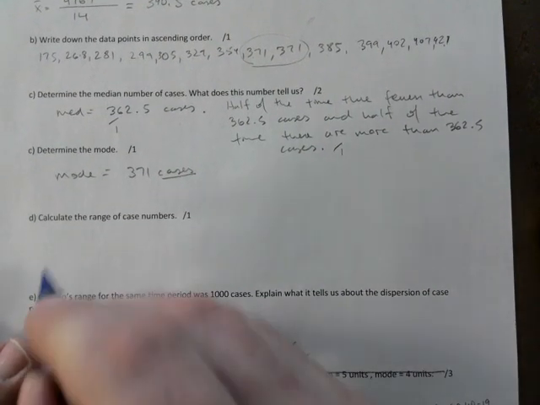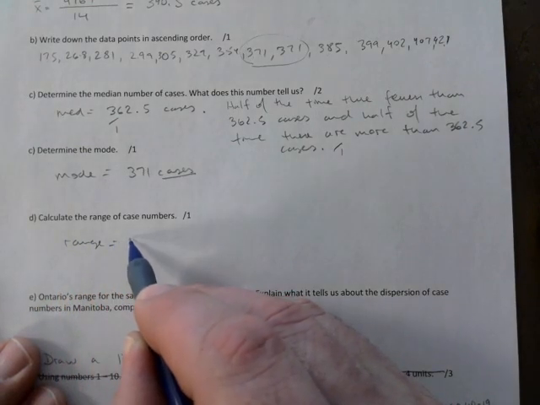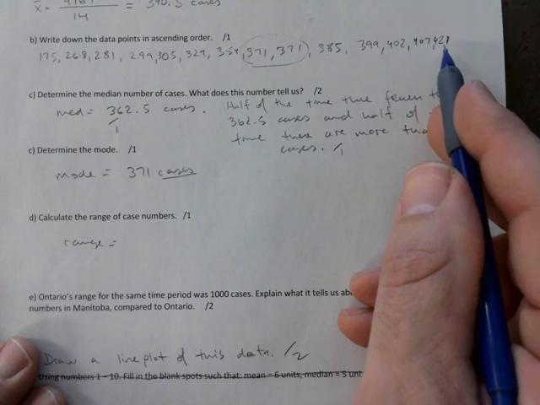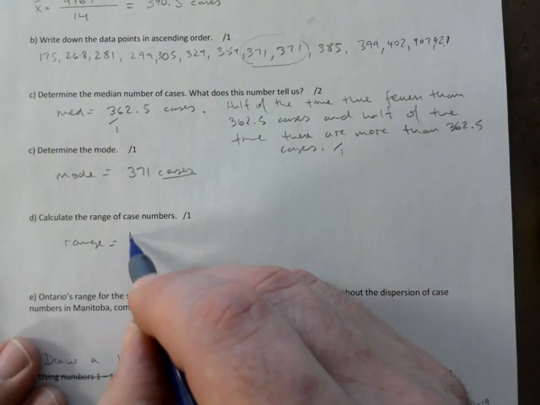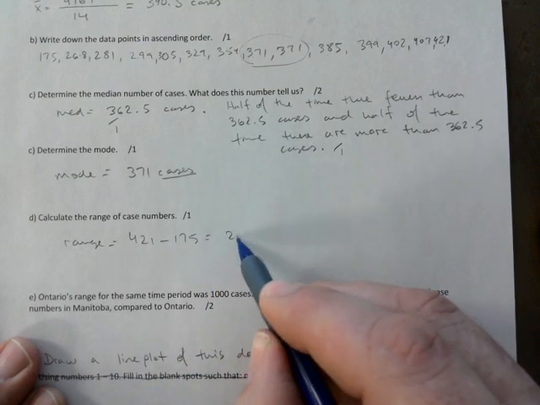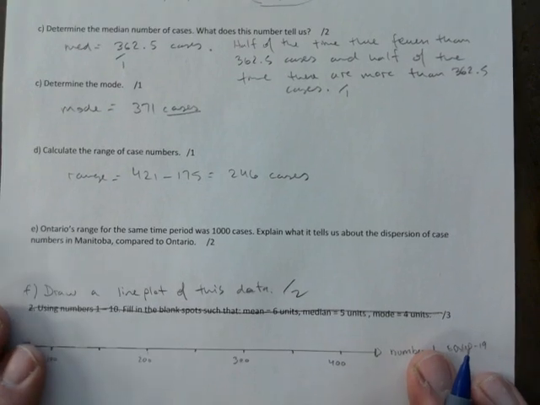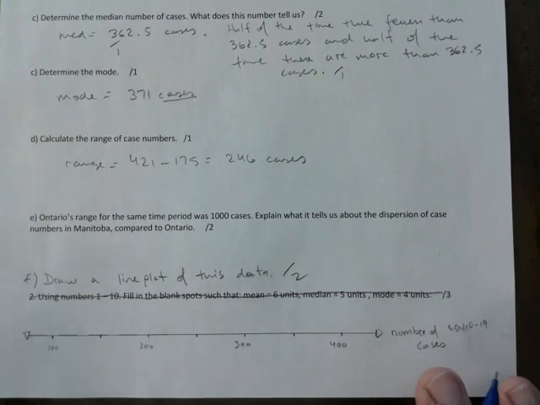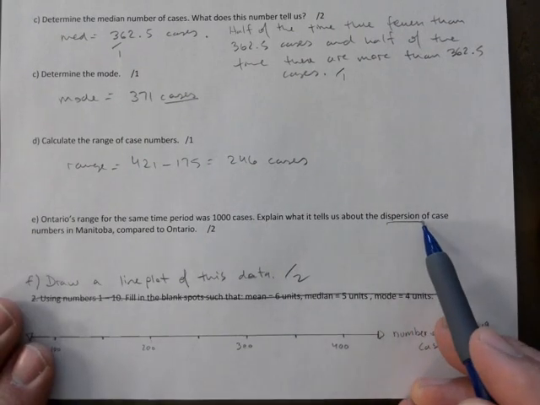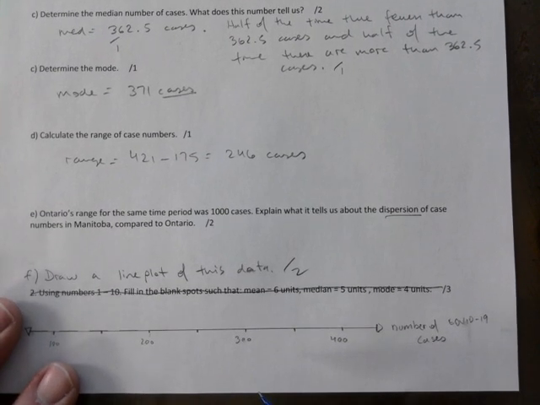The range of the number of cases. So range, the greatest value minus the smallest, you can just look up here. It's 421 minus 175, and you get 246 cases is the range. Ontario's range for the same time period was 1,000 cases. Explain what it tells us about the dispersion, how spread out compared to Manitoba.